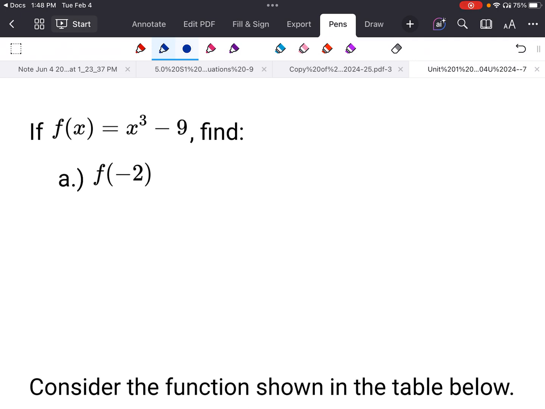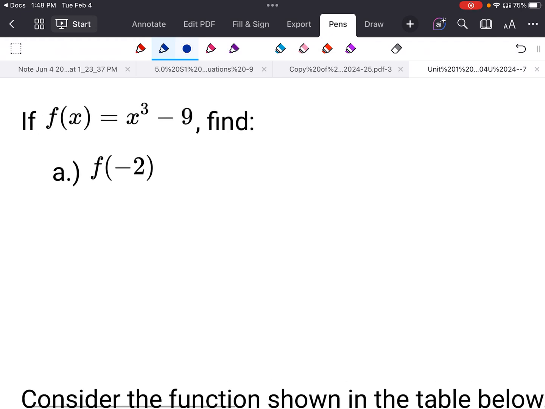Okay, if the function f(x) equals x cubed minus 9, let's find the specific input of -2. So what it tells us is we're going to replace the x with -2 and then use BEDMAS. -2 to the power 3 is -8, and -8 take away 9 is -17.